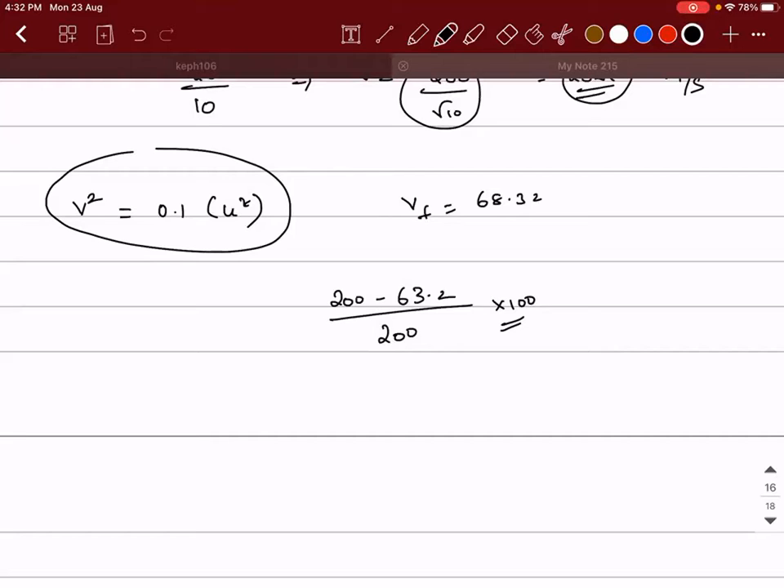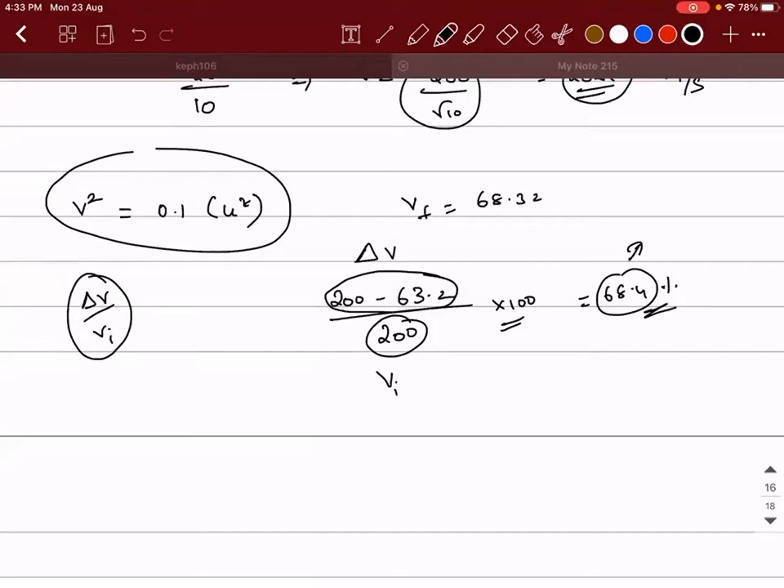68.4. Sir, why are you dividing by 200? I'll tell you. I found the change in velocity and divided it by the initial velocity. If you recollect the concept of relative error, in a similar way, this is called fractional change.